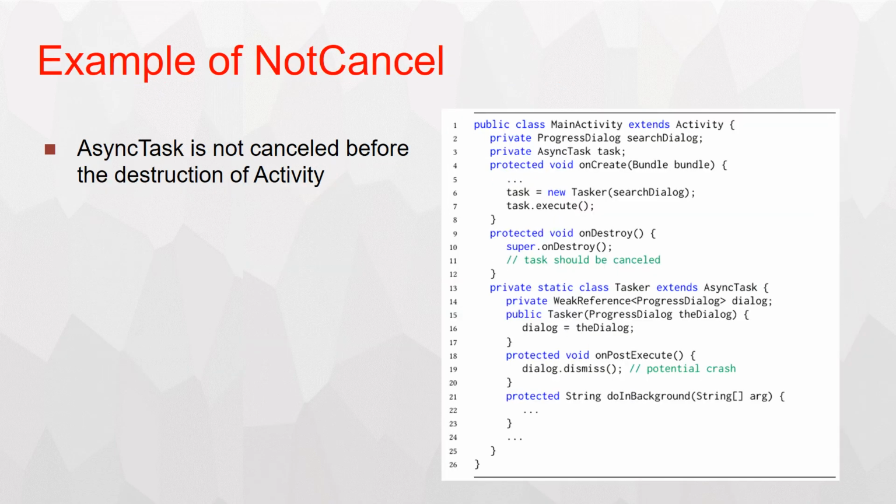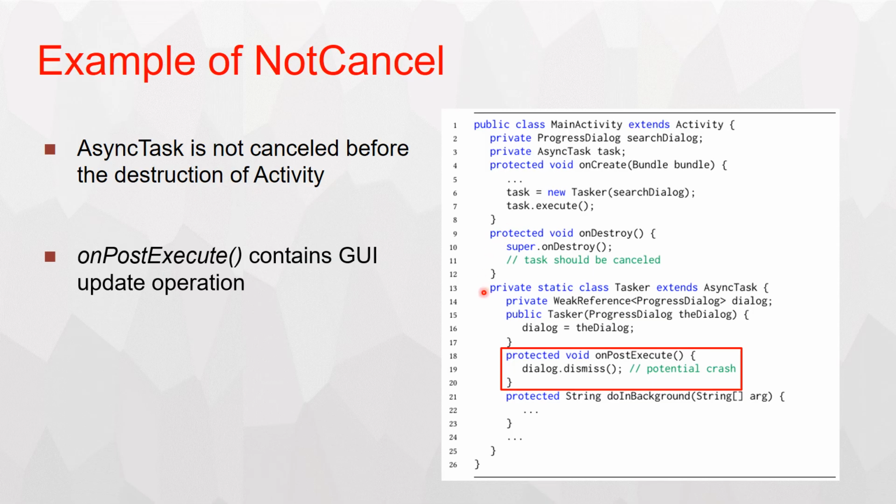Second, not cancel. If we don't cancel async task before the destruction of the activity and the async task lives longer than the activity, then onPostExecute will be invoked after the destruction of the activity. In this example, there is a GUI update operation in onPostExecute, which means we will update a non-existent GUI object, which is dangerous.